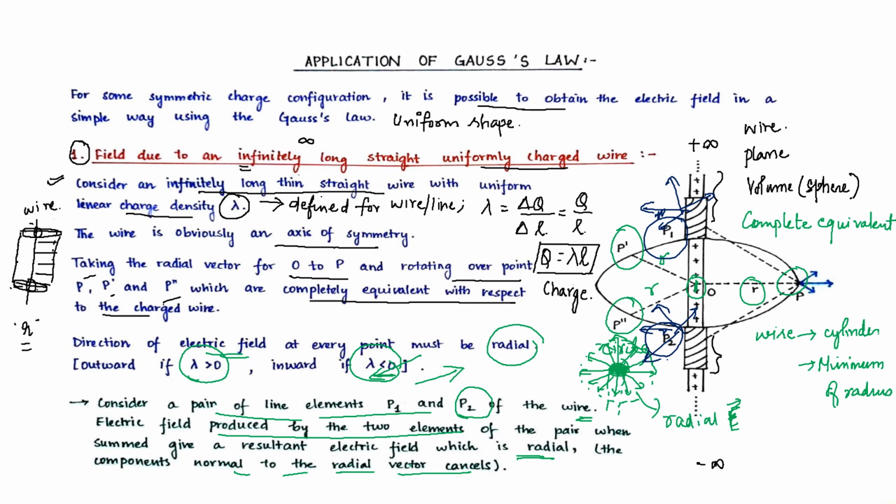So the normal components over here, normal implies the components which are making 90 degrees with each other. That kind of components of the radial vector, what will happen to these? They will cancel out.